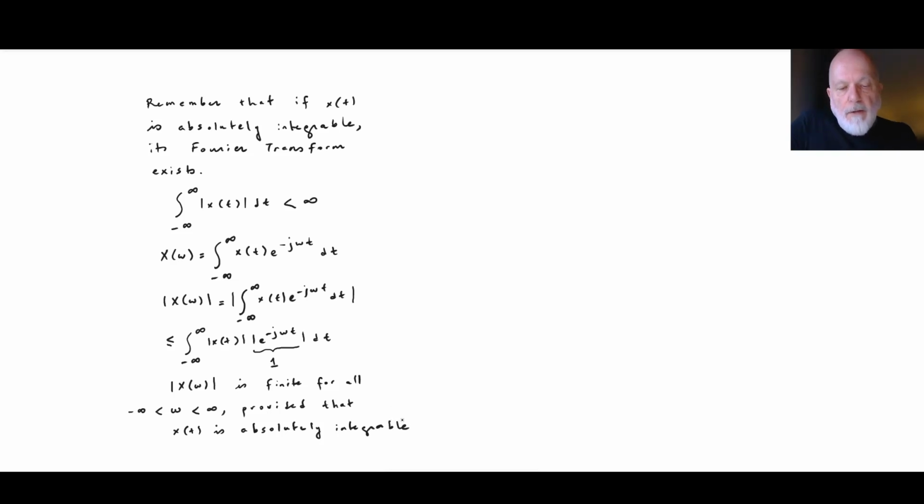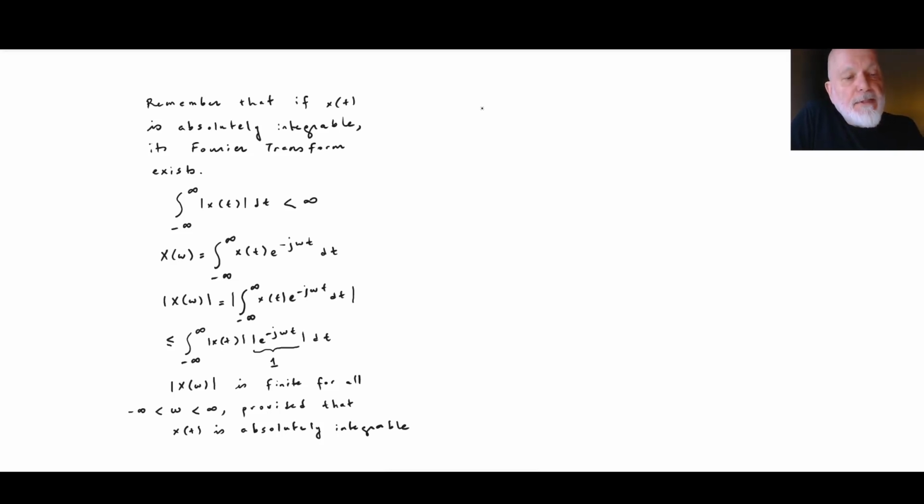Because we started with the Fourier integral, then we looked at the magnitude of the Fourier integral and obtained an upper bound for that magnitude. And that upper bound is just the integral of the magnitude of x of t. X of t can be real valued, so in that case its magnitude is the absolute value. If it's complex valued, the magnitude is the modulus. So if x of t is absolutely integrable, the Fourier transform of x of t exists and is finite for all omega.